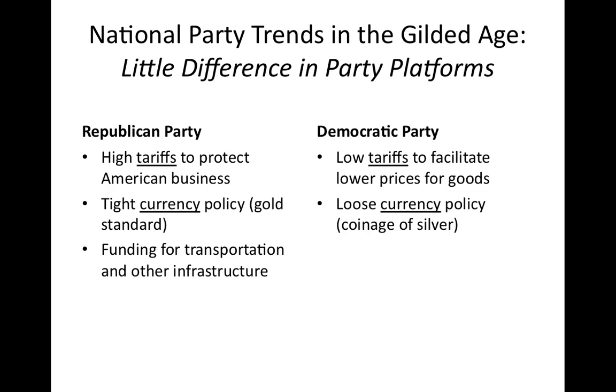The Republican Party tended to prefer a tight currency policy and preferred to have federal currency tied to the gold standard, while the Democrats were interested in having a looser, more inflationary currency policy and the coinage of silver. You're going to learn more about this when you get to the populists in the next few days, to the labor and farm protest movements.